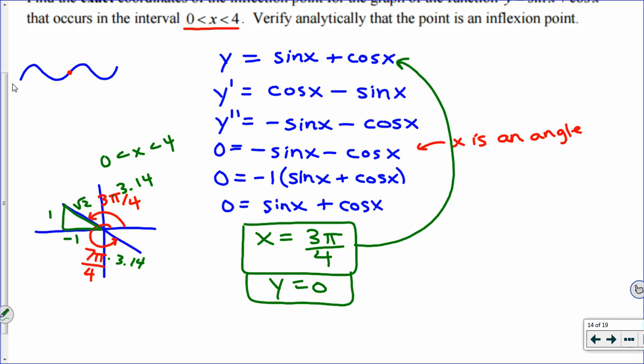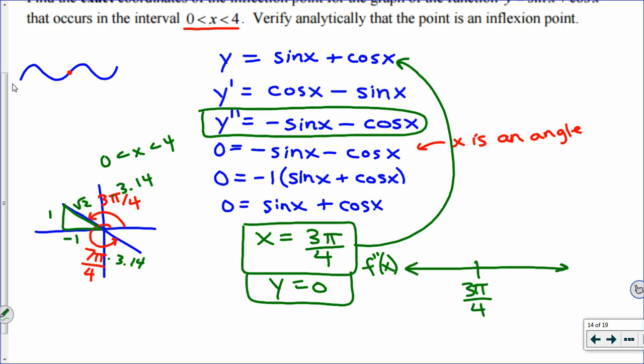So now we have our coordinates. And then it asks us to verify analytically that it's actually an inflection point. And for that, we like to do a second derivative sign chart. So f double prime of x, or y double prime, that's what I've been using here, where 3 pi over 4 is the point we're proposing is an inflection point. We want to test something on the left and something on the right in the second derivative. That's why this is called a second derivative sign chart. This was the second derivative, to see if indeed the sign is changing.